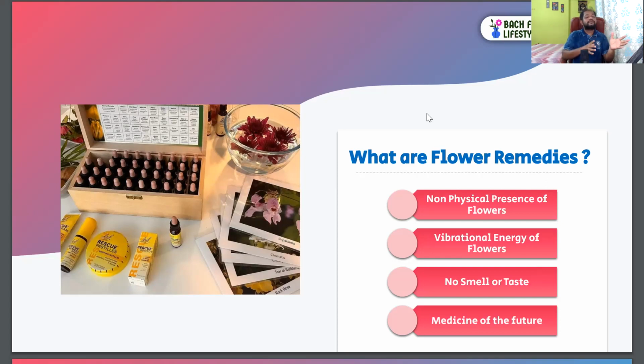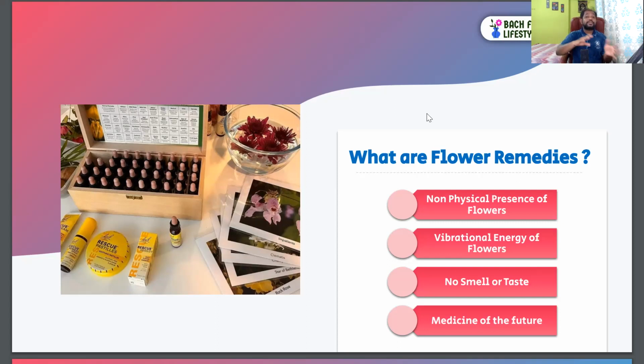Like in Ayurveda, if we take the benefit of any flower, we take that flower as a benefit in terms of physical properties. We use that flower in terms of physical parts to make a medicine. But in Bach flower remedies, it is not like that. We do not encourage using the physical part of the flowers. Instead, we use the vibrational energy of the flowers to heal our mind.